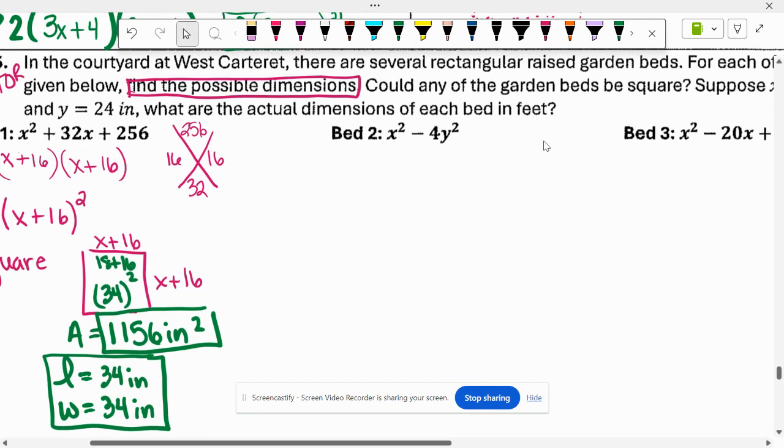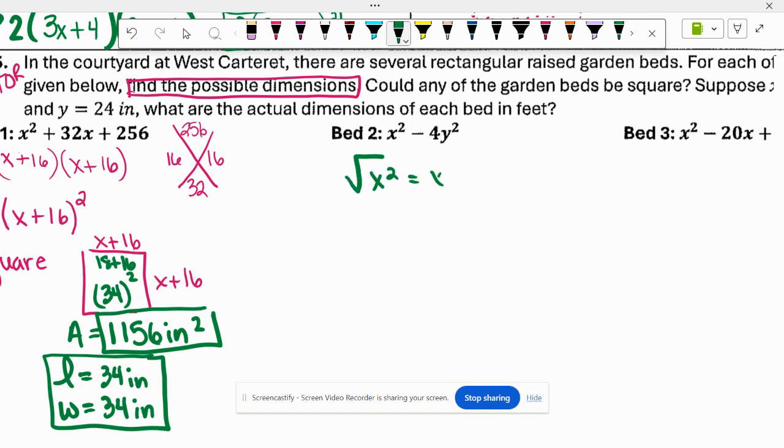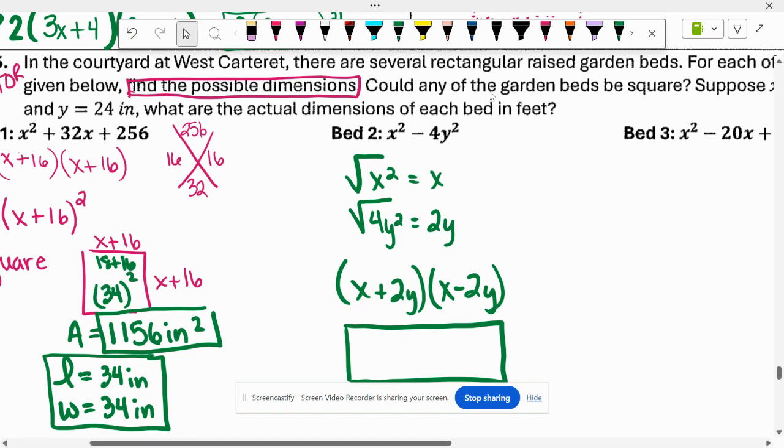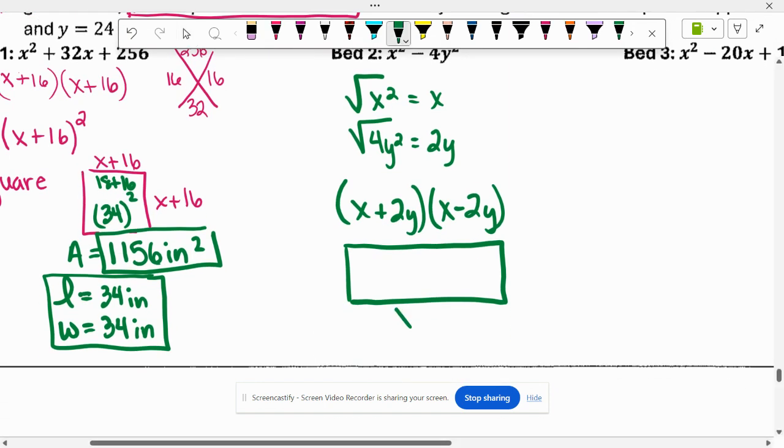Bed number 2. Well, this looks like the difference of perfect squares, so I'm going to factor this. The square root of x squared is x, and the square root of 4y squared is 2y. So this factors into x plus 2y and x minus 2y. So this is a rectangle because my dimensions are not the same. This side can be my x plus 2y side, and this side can be my x minus 2y.